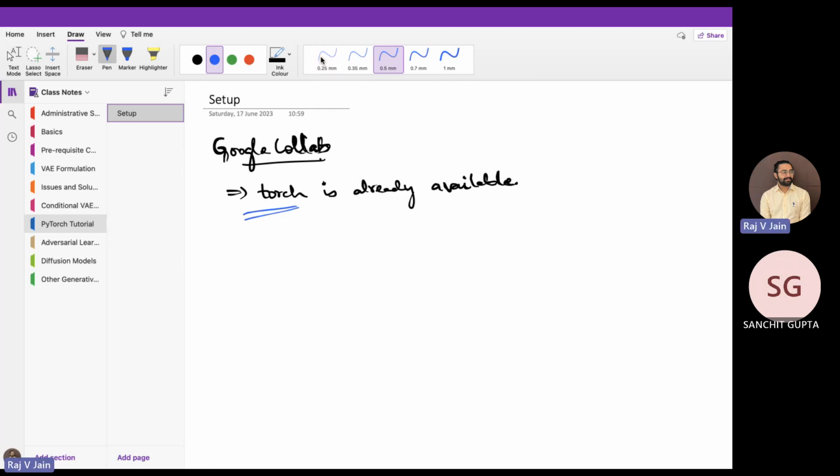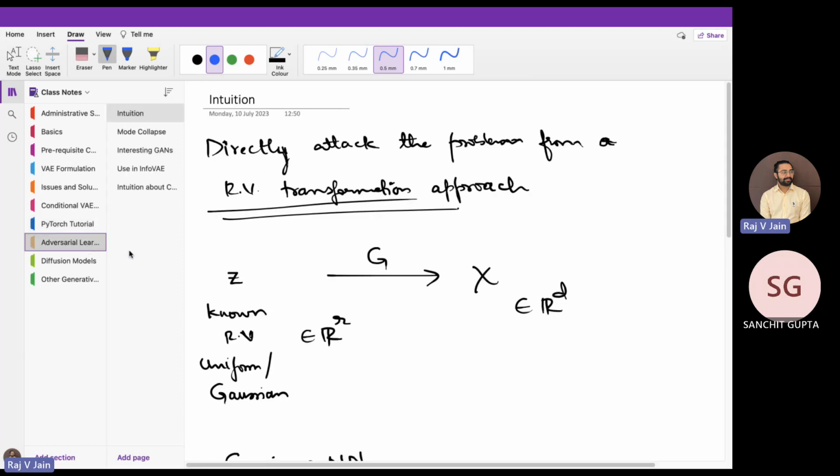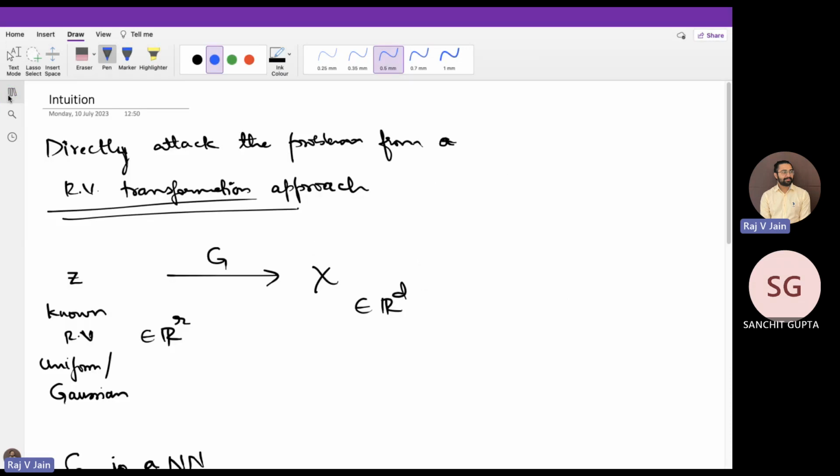So how much time do we have? Okay. So next class, we'll discuss the idea of something called adversarial learning. So I'll leave you with this thought process. Let's say, VAEs, we saw how they attack the problem of generating an image, right? Using this variational approximation, all of those nice things. So what we want to do with adversarial learning is attack the problem in terms of a random variable transformation approach.